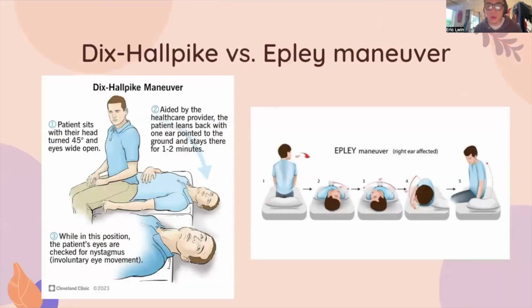So your Dix-Hallpike maneuver is your diagnostic maneuver. This is where the patient sits. Okay, I'll just let you read this diagram here. And then once we've diagnosed it, we can use the Epley maneuver to try to shift the crystalloids back into the semicircular canals, which will hopefully resolve the BPPV.